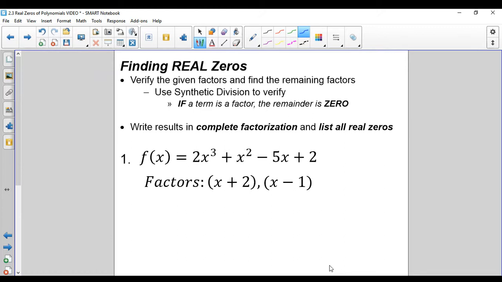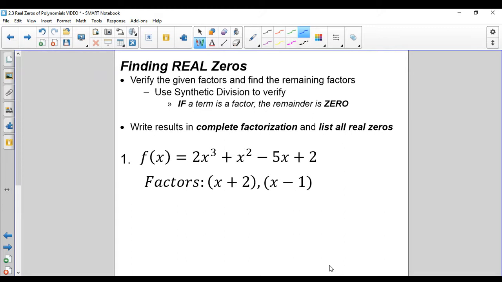We're going to verify the given factors and find the remaining factors. So we're going to use synthetic division to verify. If a term is a factor, the remainder has to be 0. So ultimately, we're going to write it in complete factorization. I'll show you what that looks like. We're going to list all the real zeros as well.